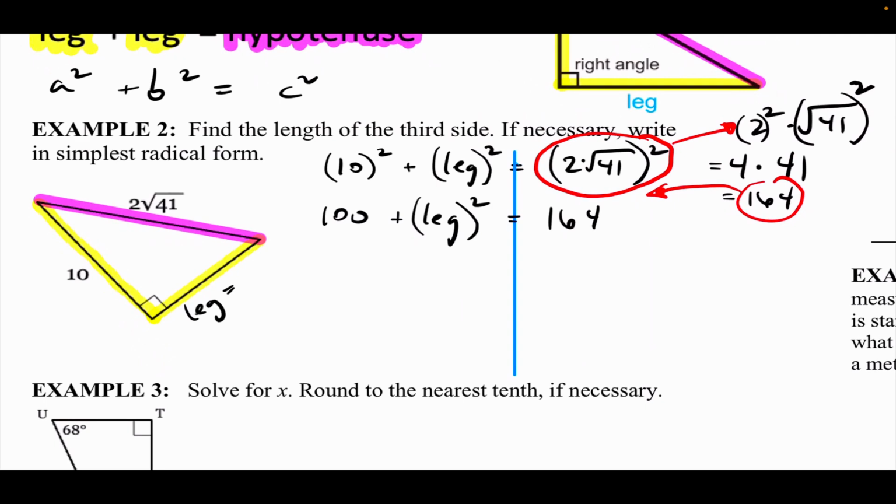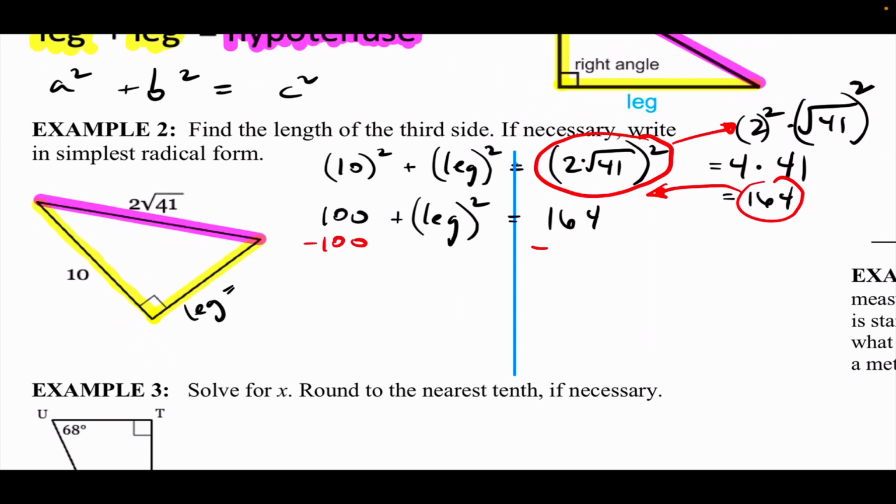So I need to solve for the missing part. Right? So it says the word leg, but really you could put an X there. You can put a letter there, right? So let's say that was a letter. How would I solve for that letter? Subtract, right? First thing I do is subtract. We've done this before. You guys got this.